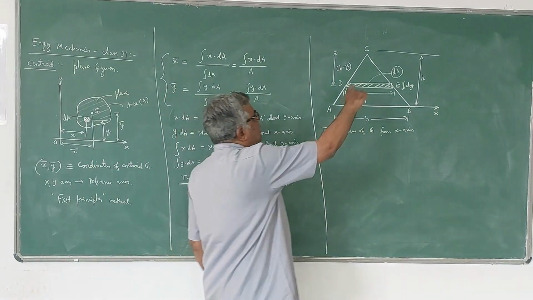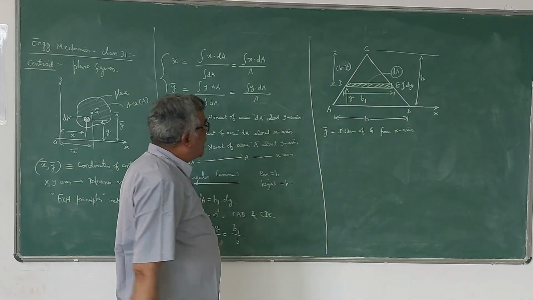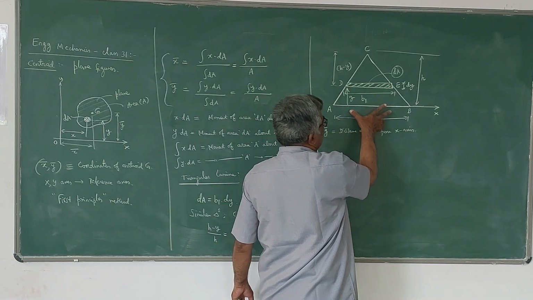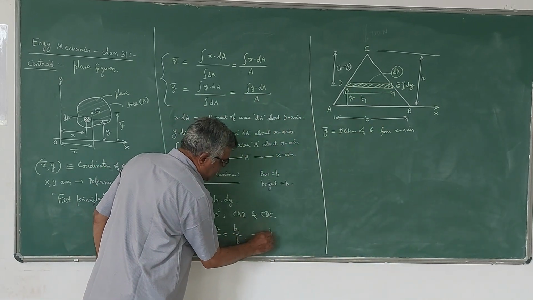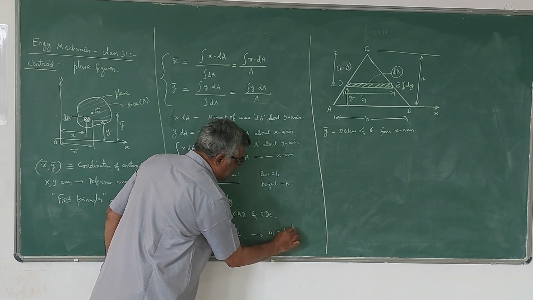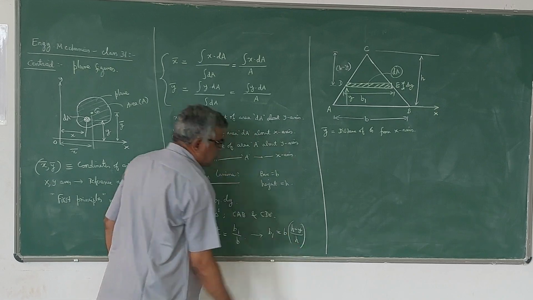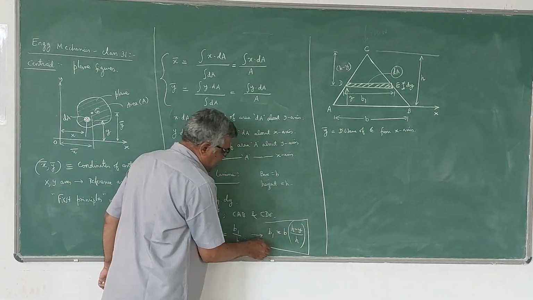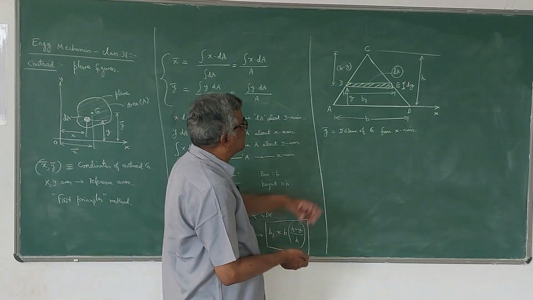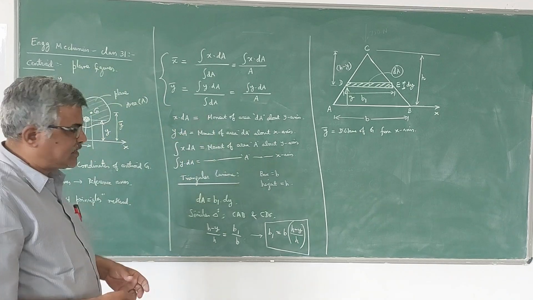I have taken the ratio of the altitude of this triangle to the altitude of the bigger triangle, and the ratio of the width of this triangle to the width of the bigger triangle. So they should be equal. Now according to this, b1 will be b into h minus y by h. This is what you are going to get. So this is the relationship between the variable width b1 and the fixed width b in terms of h and y.